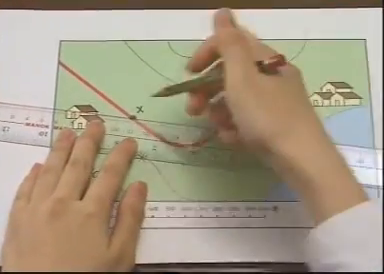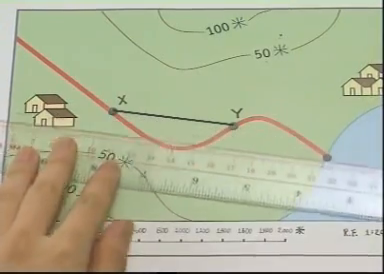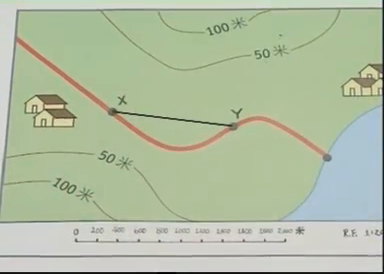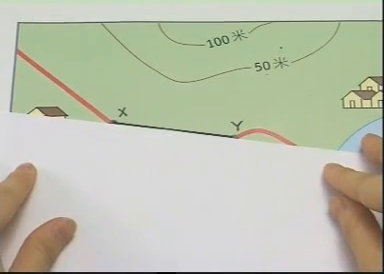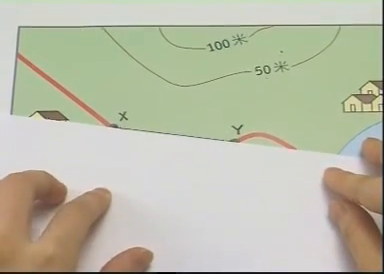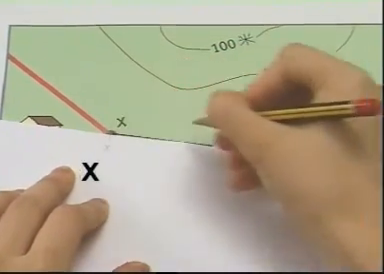First, we use a ruler to draw a line between X and Y. Place a piece of paper along the line. Mark the positions of X and Y on the paper.